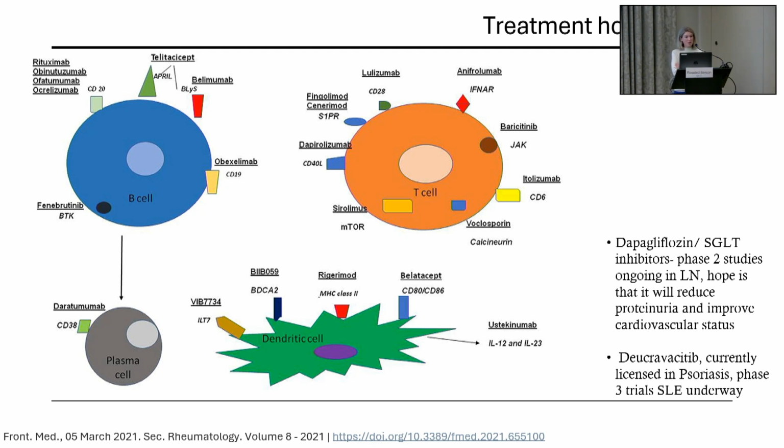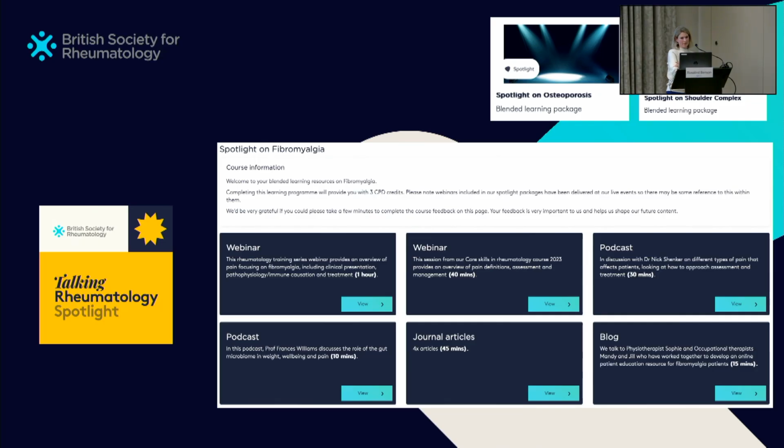Deucravacitinib is another drug which is interesting. It has a license in psoriasis, and there are phase 3 trials going on in lupus. It's a bit like, you've probably heard of JAK inhibitors for rheumatoid arthritis, so it works on similar pathways to JAK inhibitors. So we'll look to see what goes on with that. We're in a much better place than we were essentially.